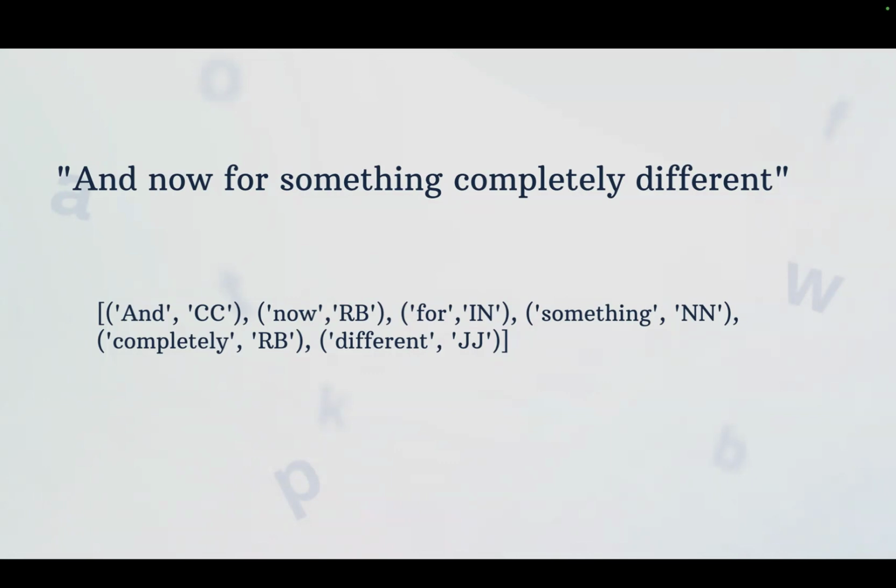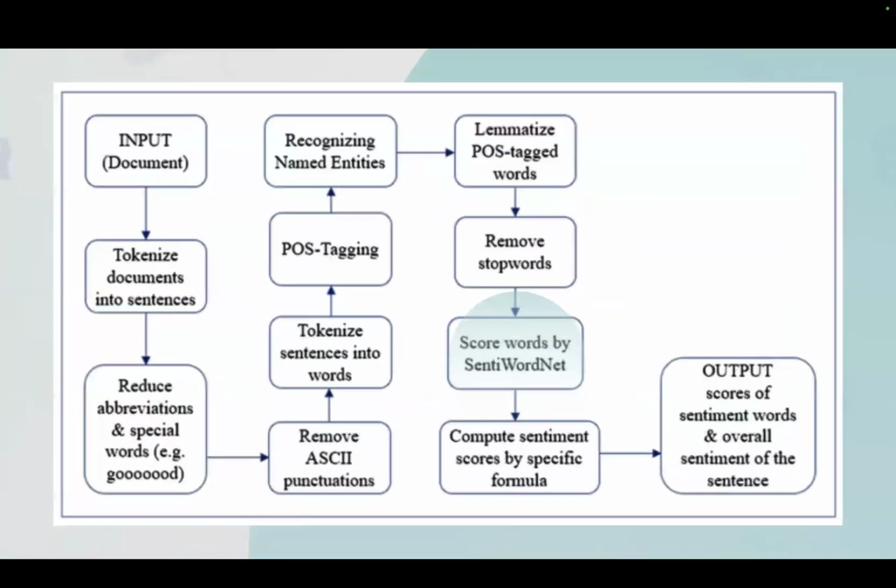Now we get POS-tagged words. So we can recognize named entities, get rid of them, and lemmatize POS-tagged words to remove stop words. All of these steps we talked about now are actually the pre-processing. So after the pre-processing, we come to the core of this program, to give the sentiment score. Now we need the SentiWordNet.